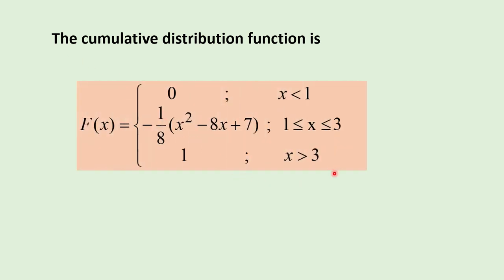Now we simplify, and the result is given here. The capital F, or the cumulative distribution function, can be written as 0 for x less than 1. For x more than or equal to 1 and less than or equal to 3, the function is negative 1 over 8 times (x squared minus 8x plus 7). For x more than 3, F(x) is 1.